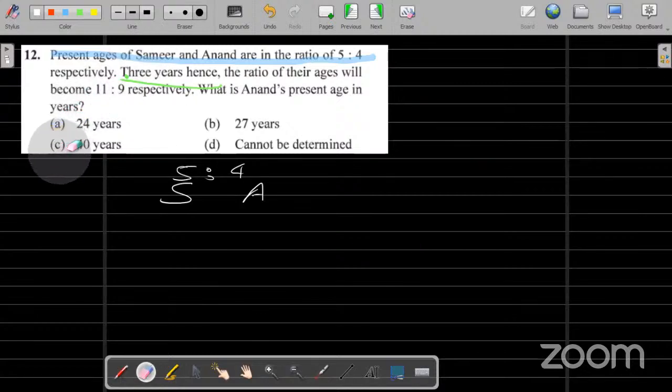Pick the multiples of 4. Only 24, 40 or can't be determined can be the answer to this question. 27 may not be the answer because why? Because it's not a multiple of 4.